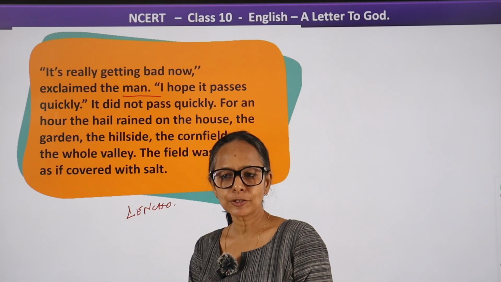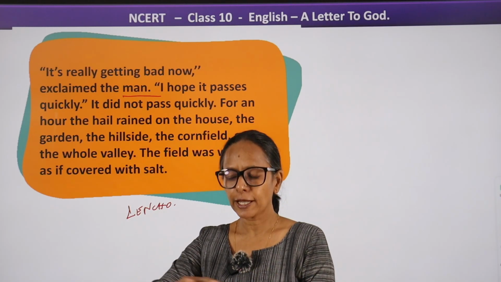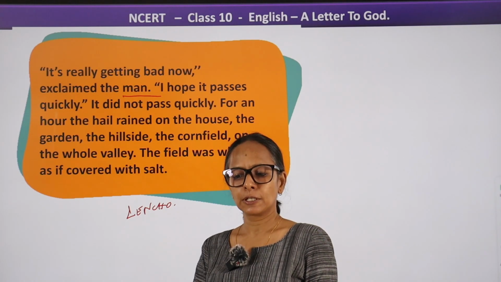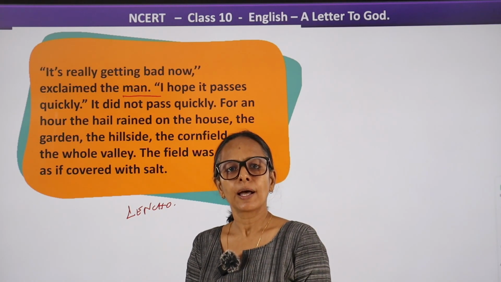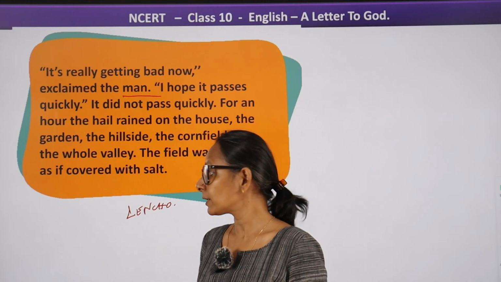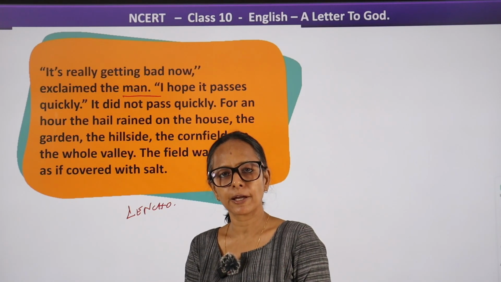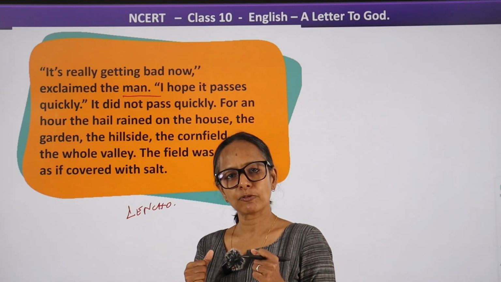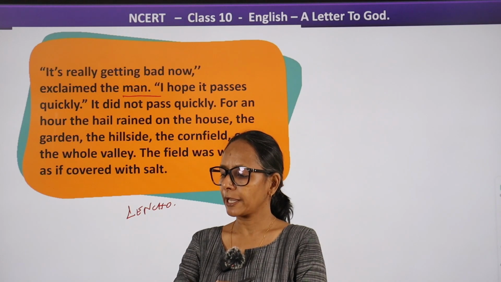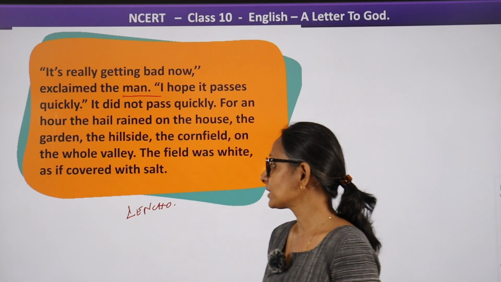Why is the field white? Because these hailstones have fallen down and completely covered the surface of the soil, and therefore the field looks like it is covered with salt. It looks like someone has put salt all over the area. Because the hailstones are made of ice and are white, the entire field looks like it has been covered with salt.